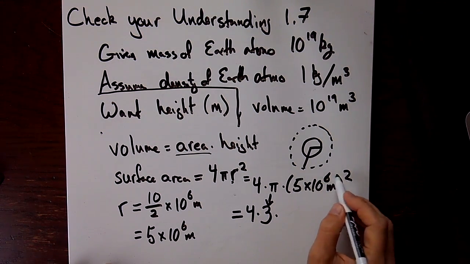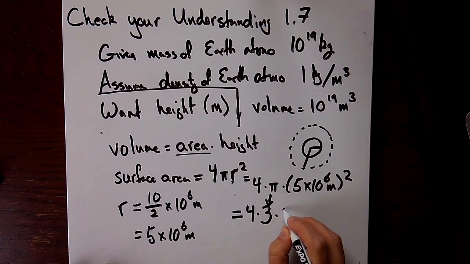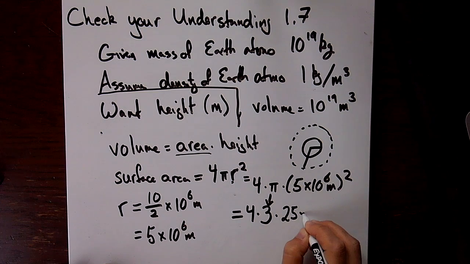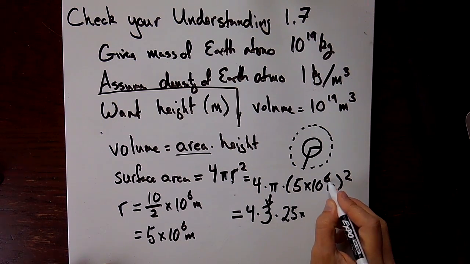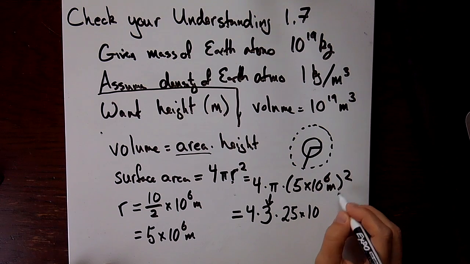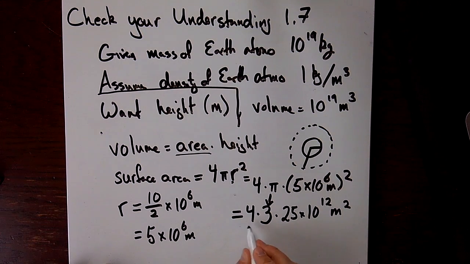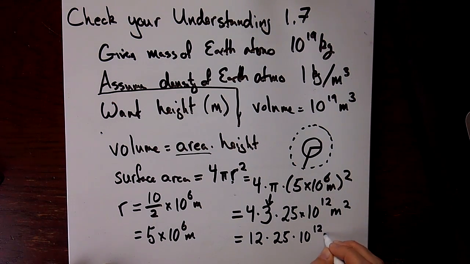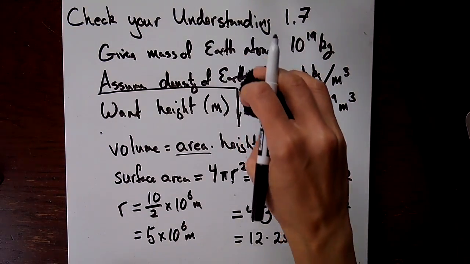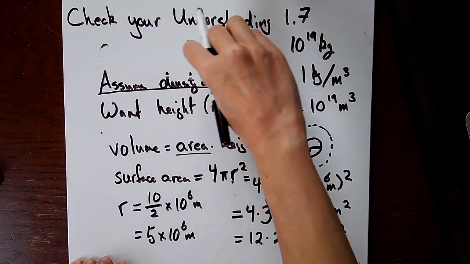And then we will square everything inside of here, so 5 squared is 25. 10 to the 6th squared is, well, we multiply the exponents, so that is going to be 6 times 2, that is 10 to the 12th, and meters squared. All right, so this is kind of nasty for just on-the-fly board math. 4 times 3, that'll be 12. 25 times 10 to the 12th, sorry, meters squared. All right, I'm running out of room, so I'm going to erase up top here so I can get some more room.